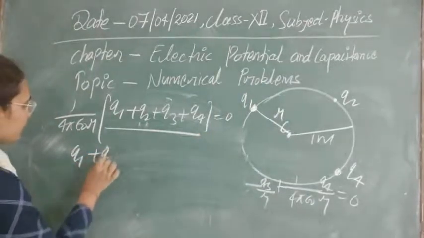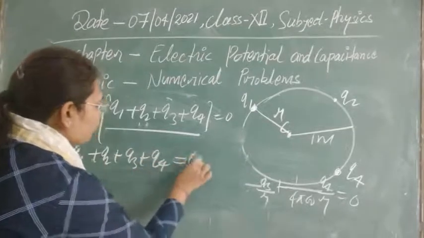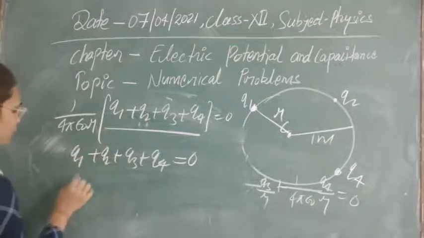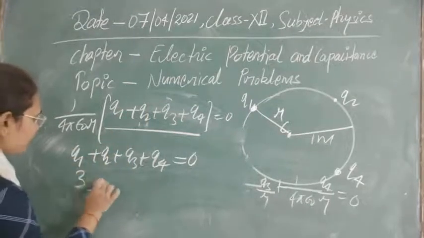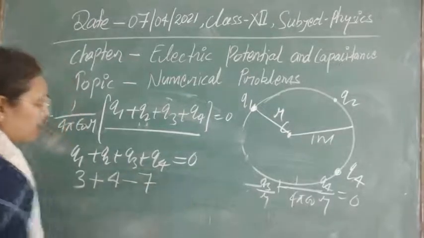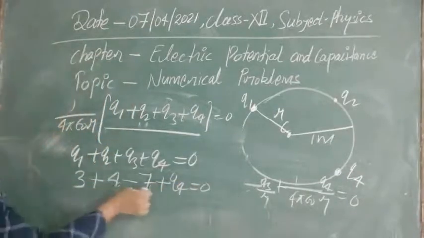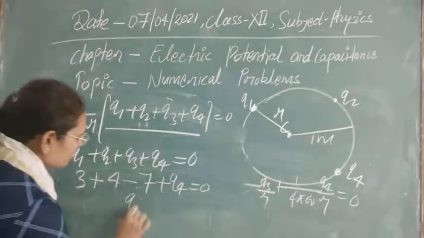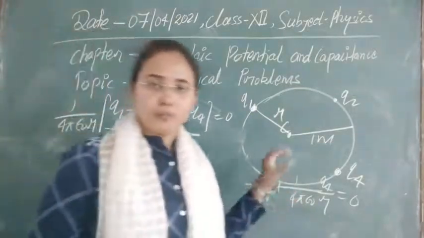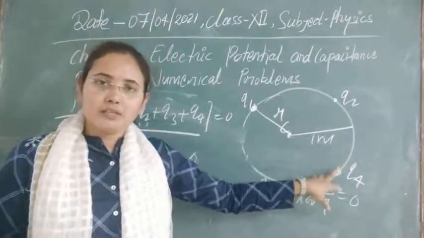So it means that Q1 plus Q2 plus Q3 plus Q4 should be overall 0. Now let's put the values of Q1, Q2 and Q3. Q1 has value 3 microfarad, Q2 has value 4 microfarad, Q3 has value minus 7 microfarad, and Q4 we have to calculate. From here you can see obviously this will be equal to 0. So it means that to make the potential at the center 0, Q4 charge must be 0 here.